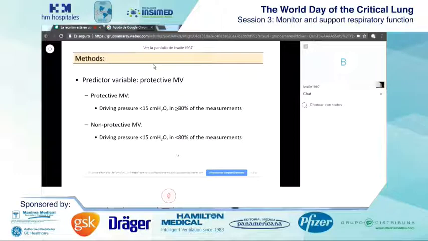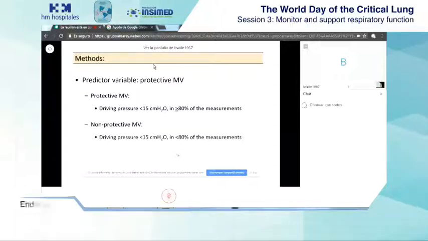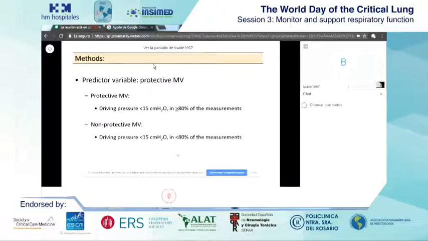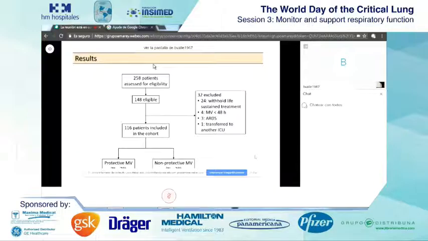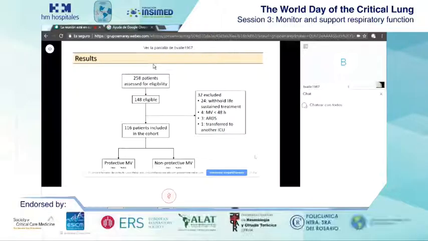We defined protective mechanical ventilation as a driving pressure lower than 15 in at least 80% of the measurements. So the non-protective ventilation was the same level of driving pressure, but in less than 80% of the measurements. The measurements were performed twice daily for 7 days. From about 250 patients, 148 were eligible, and we included in the cohort 116 patients. In the protective group, 78, and in the non-protective group, 38 patients.